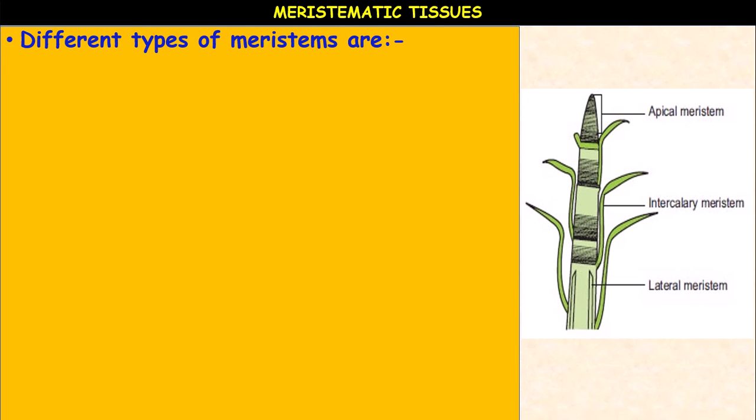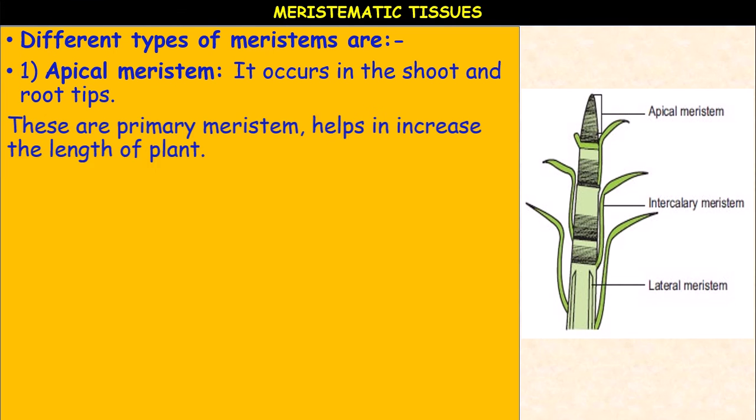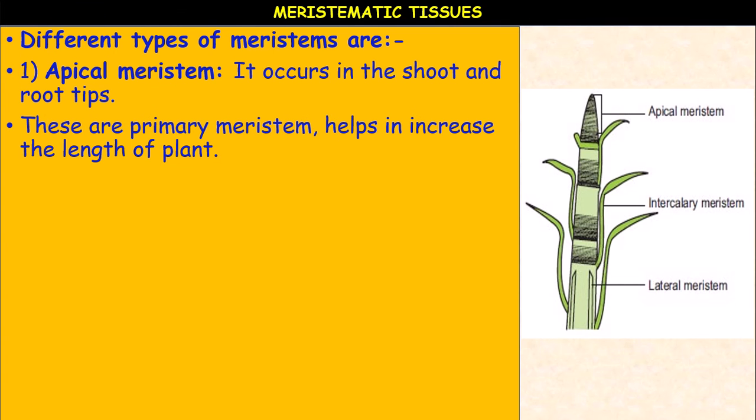There are different types of meristems. They can be classified on the basis of position in the plant body. So, what are they? Apical meristems, intercalary meristems, lateral meristems. Okay, the total meristems, if you take this plant stem, we find apical meristem, intercalary meristem, lateral meristem. Then what is apical meristem and what is its function? Where is it located?